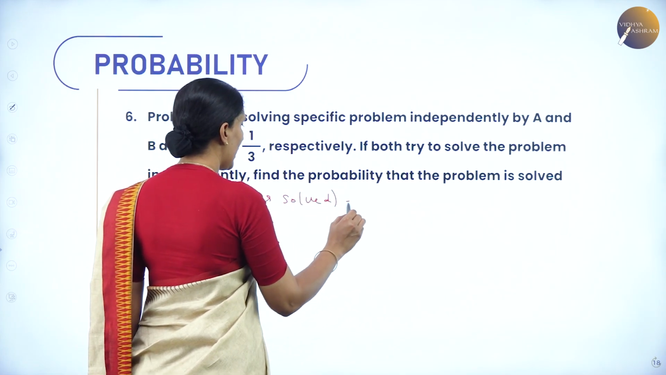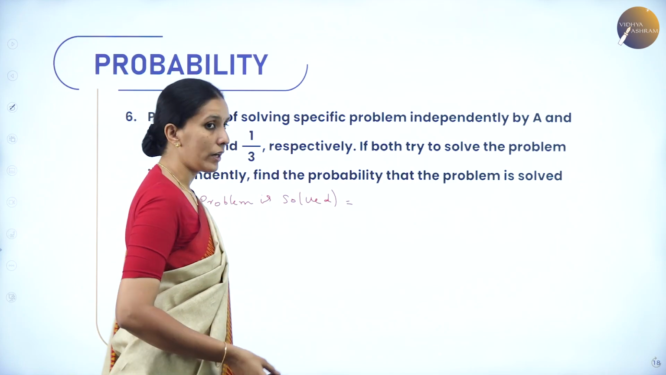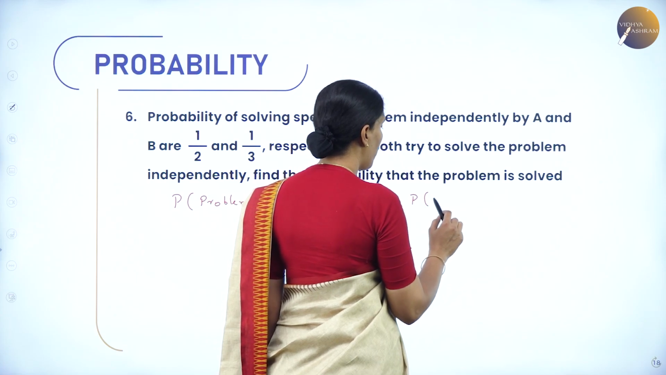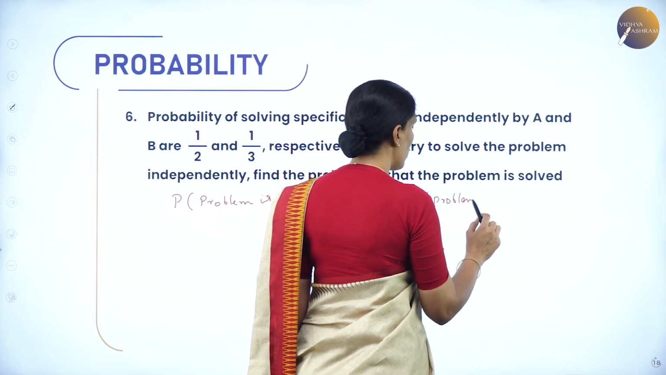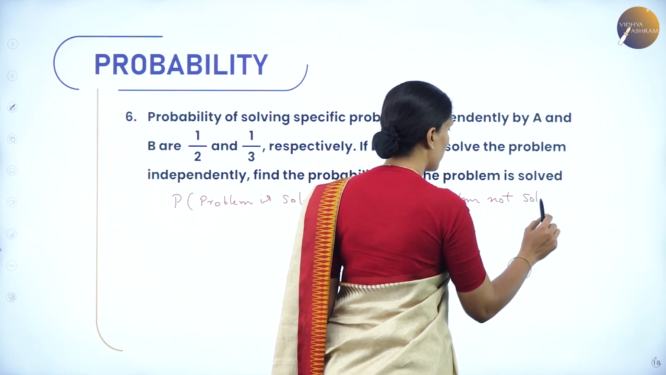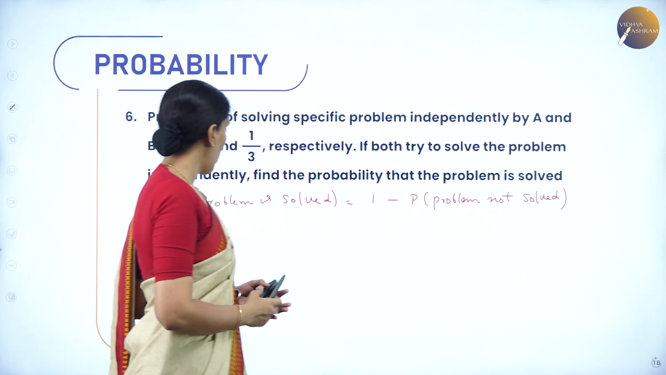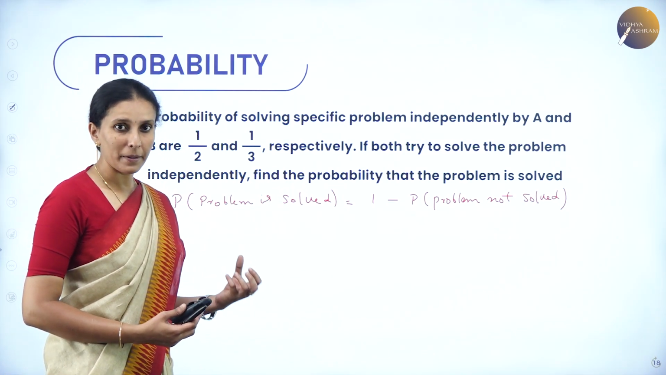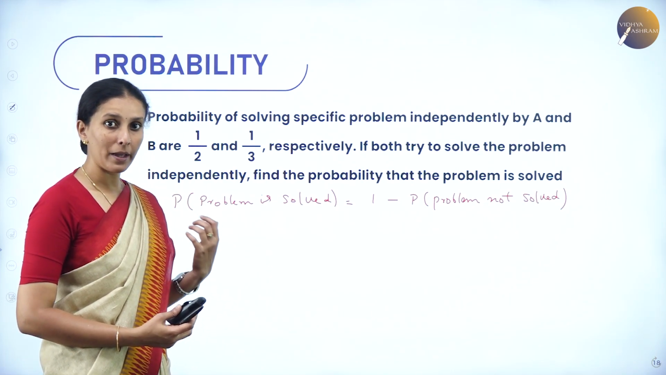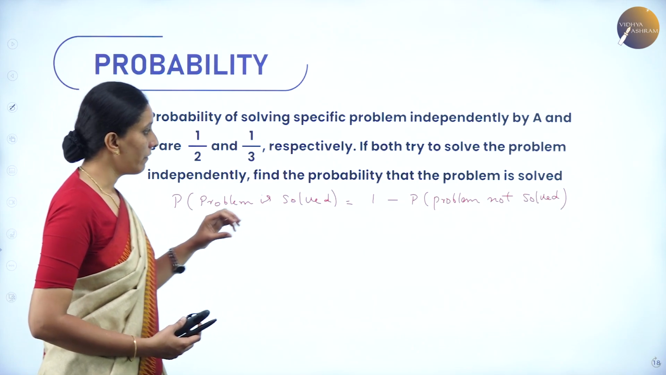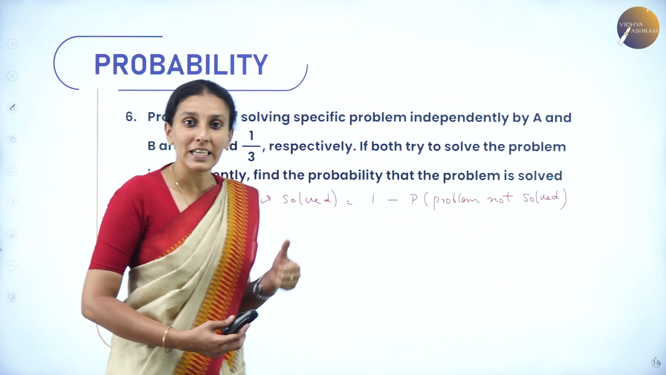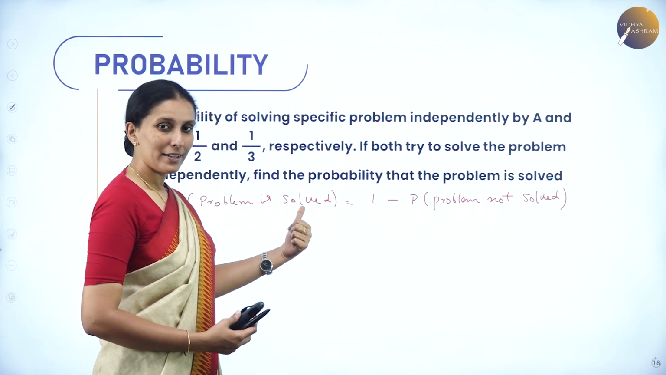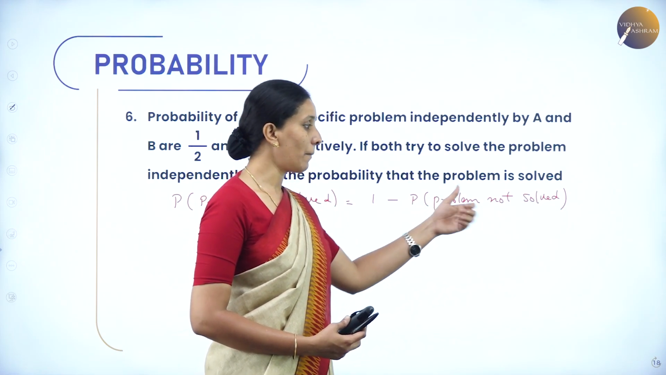So here I'll take the probability of the problem being solved in terms of the complement, as 1 minus the probability the problem is not solved. Because when I say the problem is solved, it may be solved only by A, or only by B, or by both simultaneously. Therefore, when I say the problem is not solved, it is neither solved by A nor solved by B. So calculating the probability of solved is complicated compared to calculating the probability of not solved.